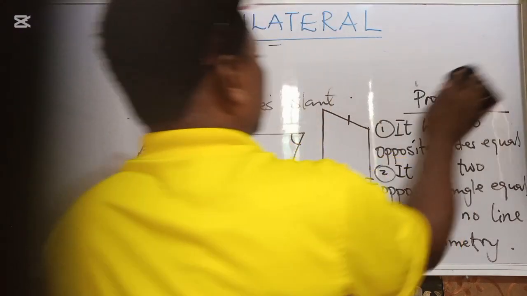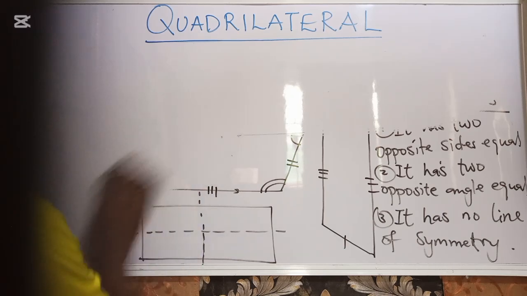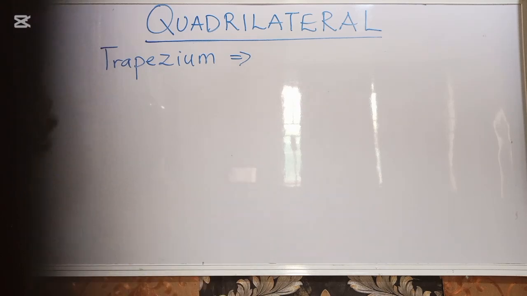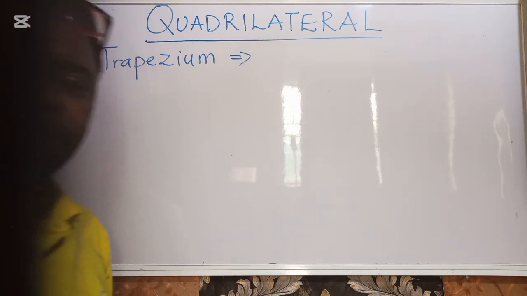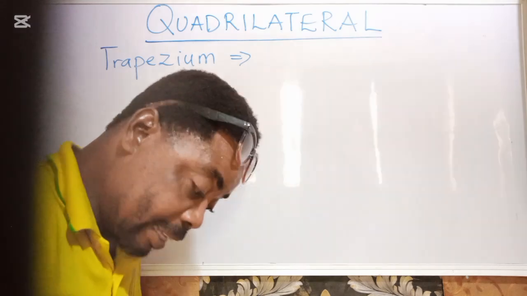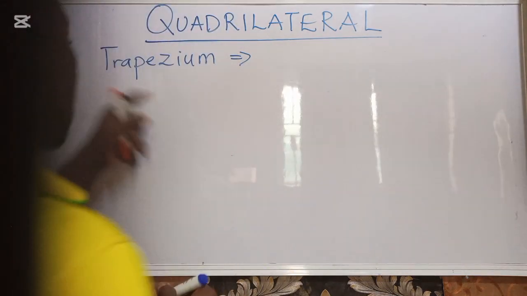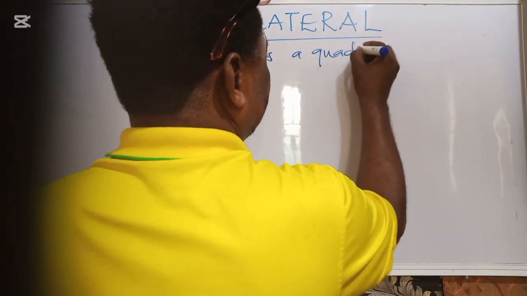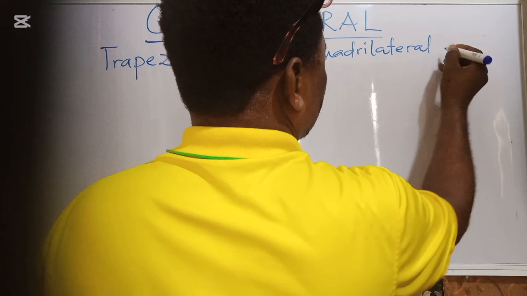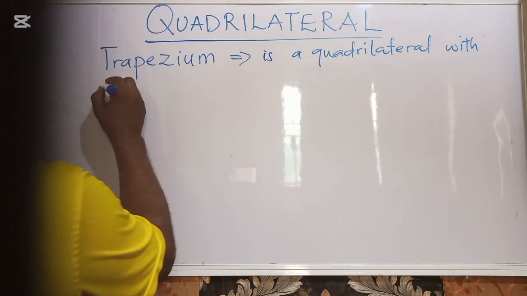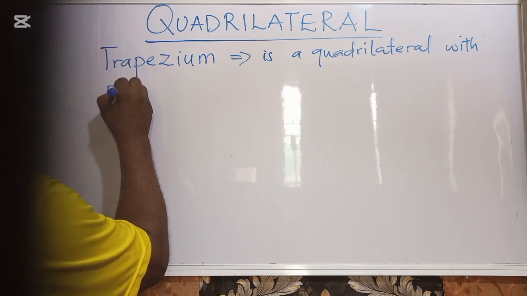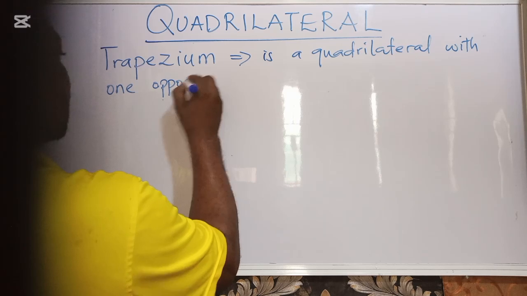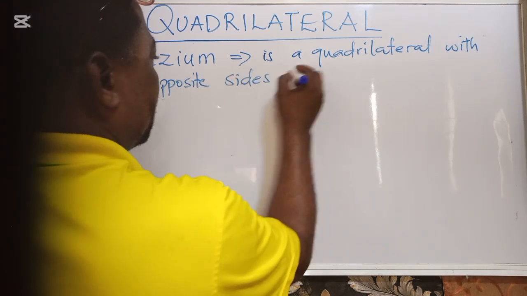Let's go to trapezium. There we will talk briefly about parallelism. Now listen, there is no difference between trapezium and trapezoid. They are both the same thing. Now, trapezium is a quadrilateral with one opposite side parallel.